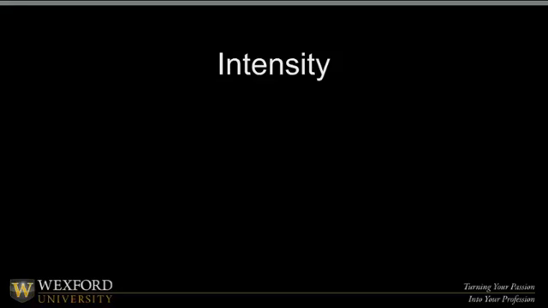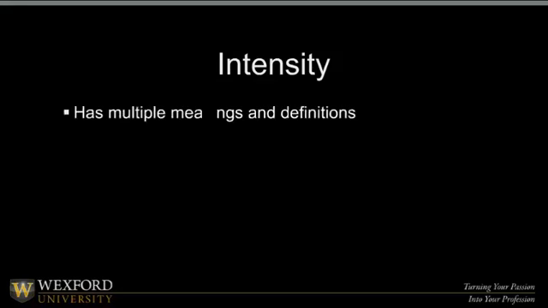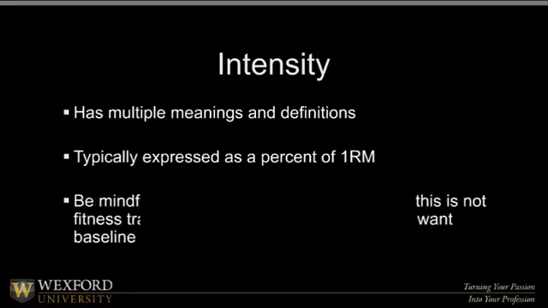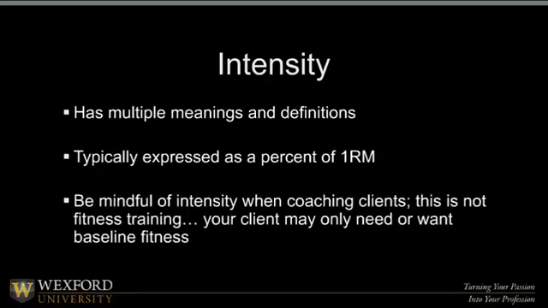Intensity is another exercise variable and is programmed into both cardiovascular and resistance training programs as part of a well-planned program design. With resistance training, intensity is expressed as a percent of 1 rep max. With cardiovascular exercise programming, intensity is expressed as a percent of VO2 max. While this is an important variable to know for programming exercise, be aware that we're not necessarily doing just fitness training with our client. This is just one small piece of the puzzle that you put together in your client's physical activity profile or their wellness plan.